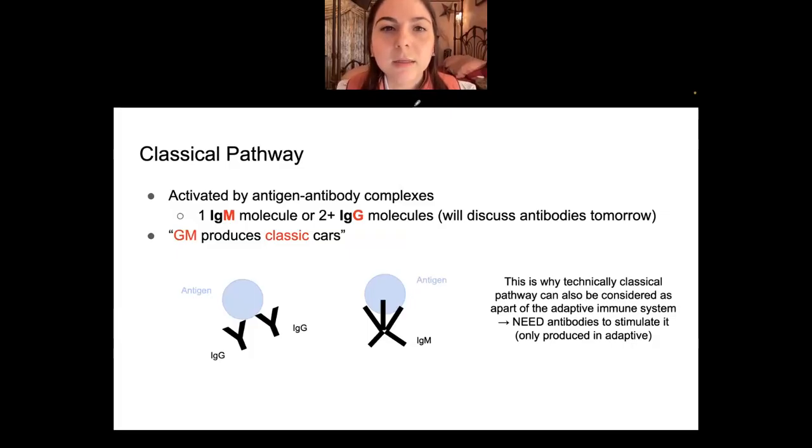Okay. The classical pathway is activated by antigen antibody complexes, and this is technically why it's considered a part of the adaptive immune system, because antibodies are only really produced by B cells, which are part of the adaptive immune system, which is right here.